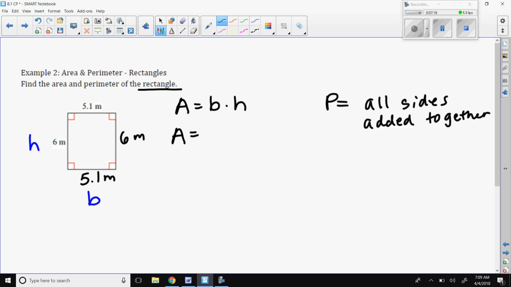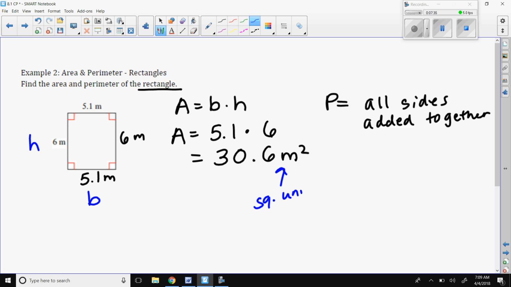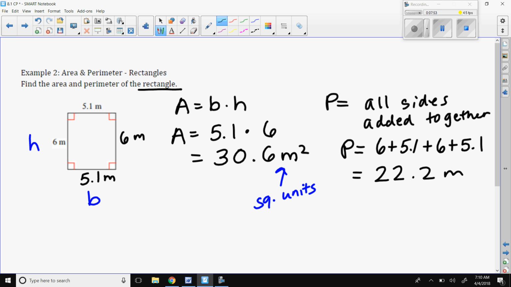So my area is going to be 5.1 times 6, which gives me 30.6 meters squared. Again, we've got those square units for my area. And perimeter, I'm going to add these all together. 6 plus 5.1 plus 6 plus 5.1. Go right to your calculator, plug that in, and it gets 22.2 meters. Okay, units stay the same for this one.